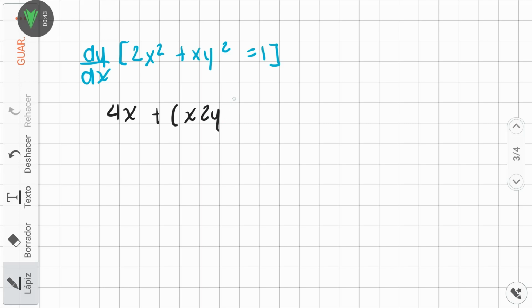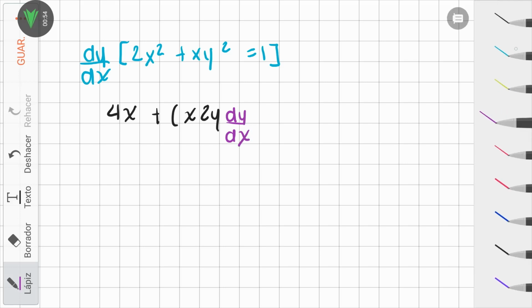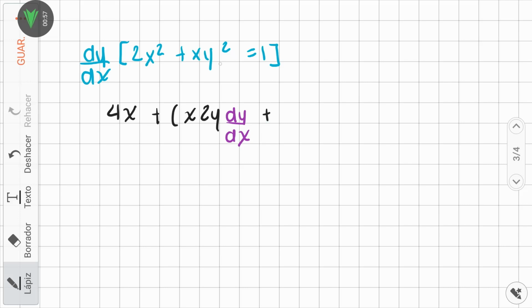However, since you're finding the derivative of a y term, you must add dy/dx. Remember, this is really important, do not forget that. Then you add that to the derivative of the first term. In this case, the derivative of x is 1, so 1 times y squared. Here, y squared does not have a dy/dx because you're not finding the derivative of that, okay? And that will be equal to the derivative of 1, which is a constant, so it will be 0.